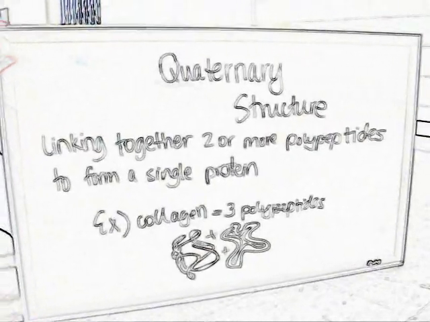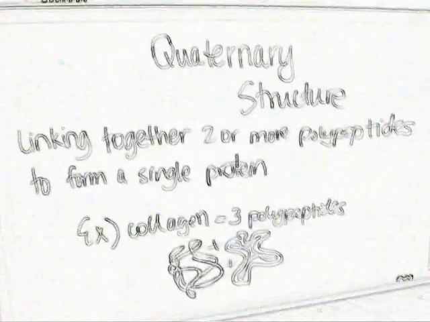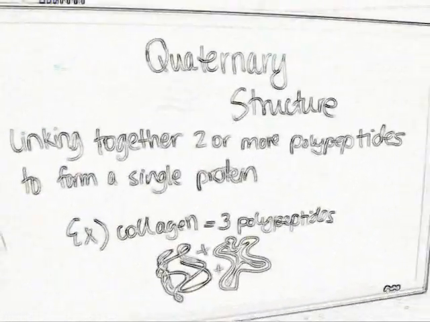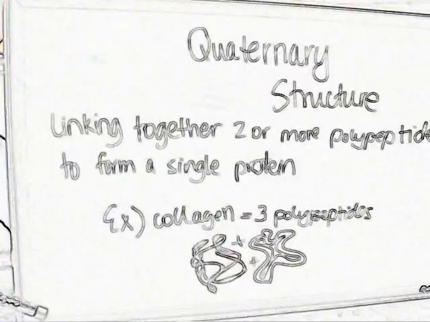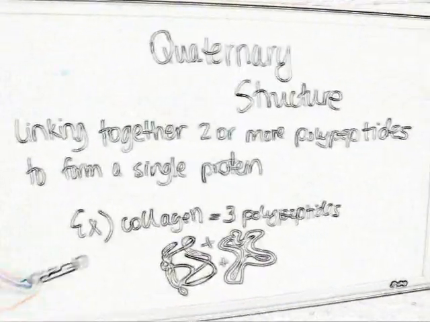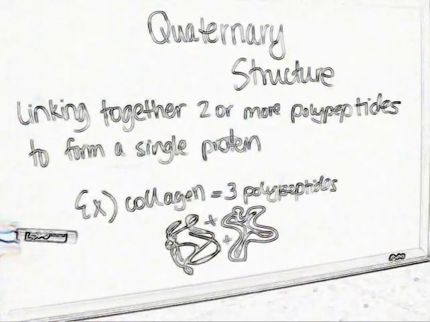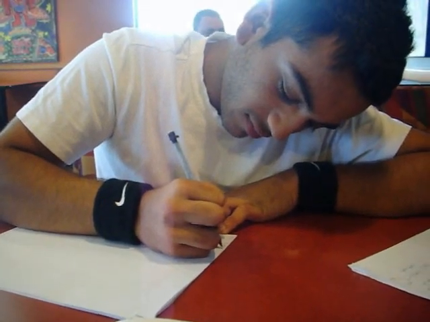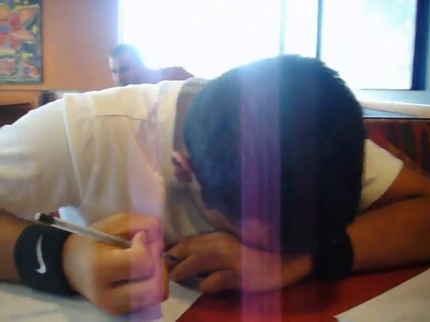So the quaternary structure is the linking together of two or more polypeptides to form a single protein. For example, collagen is 3 polypeptides together, and that is 2 polypeptides becoming 1.